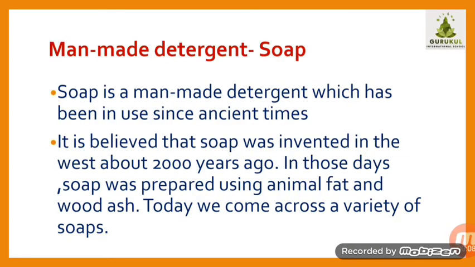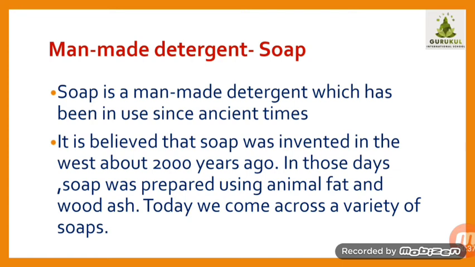Next part we are going to talk about is man-made detergent. So we have started with the detergent, different types of detergent. What I told you, first one was natural detergent, then synthetic detergent, and third type is man-made detergent. Now in man-made detergent, we are going to learn the example of man-made detergent is soap. Okay, so what is soap?